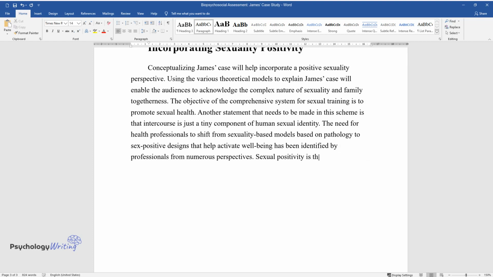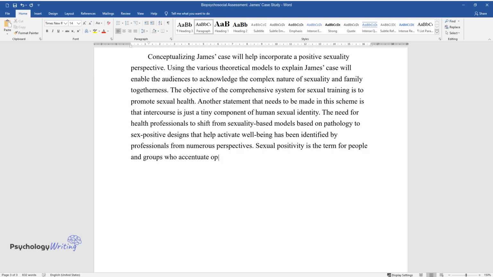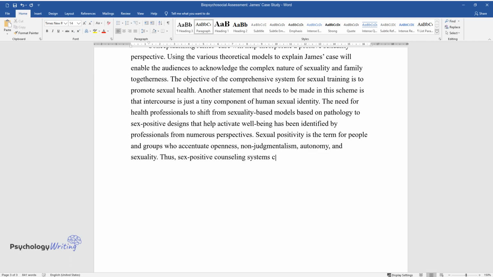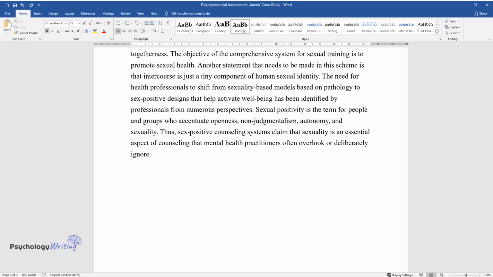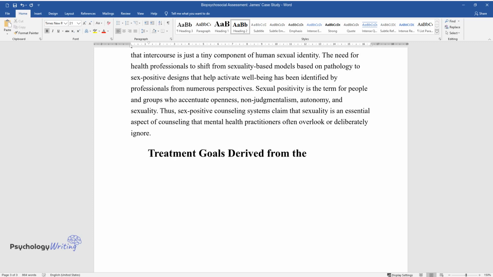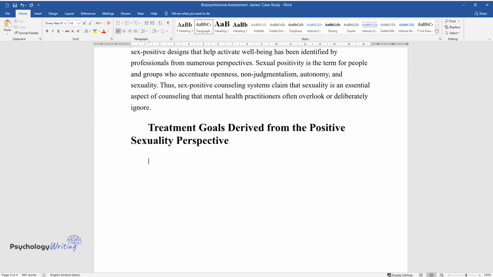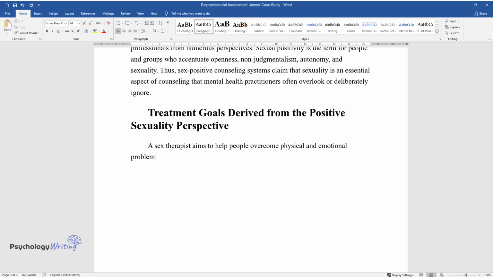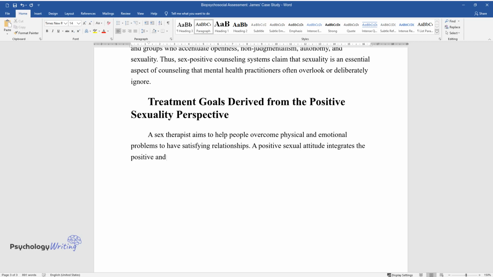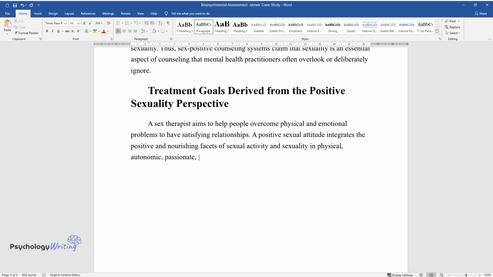Sexual positivity is the term for people and groups who accentuate openness, non-judgmentalism, autonomy, and sexuality. Thus, sex-positive counseling systems claim that sexuality is an essential aspect of counseling that mental health practitioners often overlook or deliberately ignore. Treatment goals derived from the positive sexuality perspective. A sex therapist aims to help people overcome physical and emotional problems to have satisfying relationships. A positive sexual attitude integrates the positive and nourishing facets of sexual activity and sexuality in physical, autonomic, passionate, erudite, spiritual, and social terms.